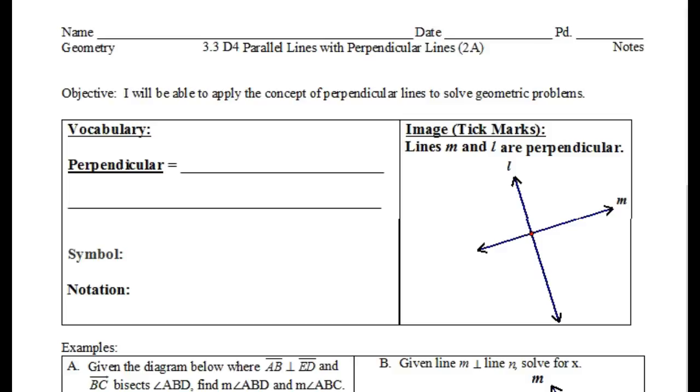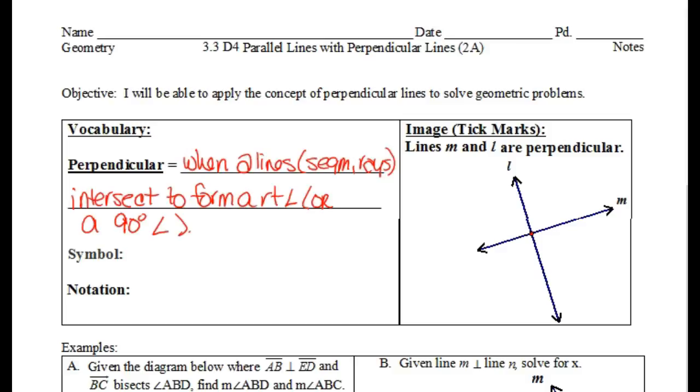So our objective today is to be able to apply the concept of perpendicular lines to solve geometric problems. What do you think perpendicular means? Perpendicular is all about the right angle. So two lines are perpendicular, and that also works for segments or rays, if when they intersect, they create a right angle, or the measure of that angle is 90. The symbol for perpendicular is an upside down capital letter T.